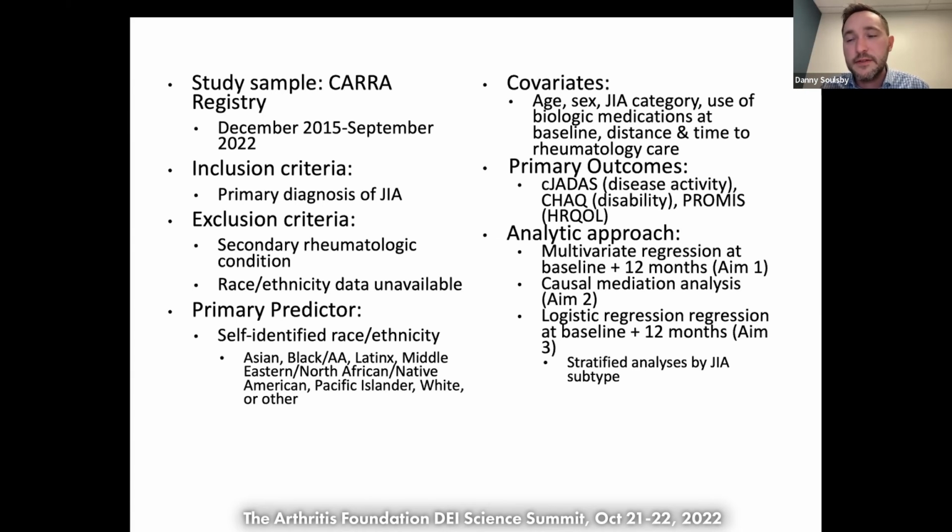For those of you who are less familiar, these patients are enrolled at their baseline visit, which ideally is close to the time of diagnosis, but isn't always. And then there's registry visits every 6 months, and they're followed longitudinally over time.